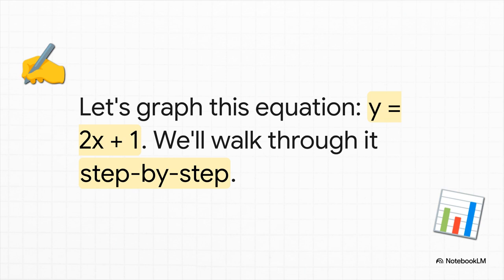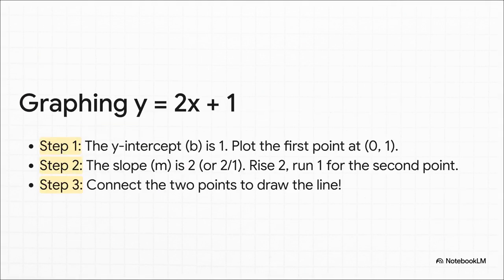I'll walk you through every single step. So first things first, we find our b and our m. Our y-intercept, b, is 1, so we put our first point right there on the y-axis at 1. Easy. Next, our slope, m, is 2. A whole number like 2 is really just 2 over 1. So from our first point, we rise up 2 spots and run over 1 spot to the right, and bam, there's our second point. Connect them, and you've got your line.